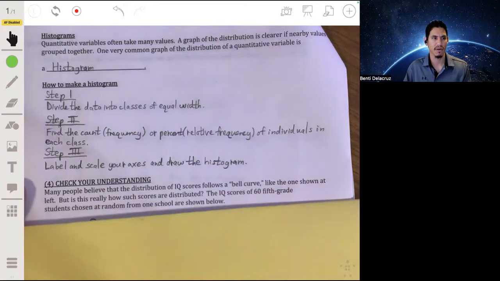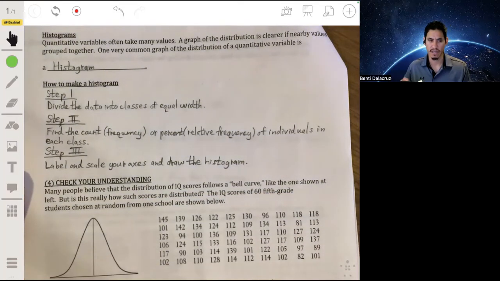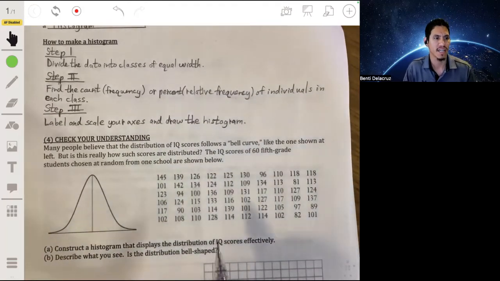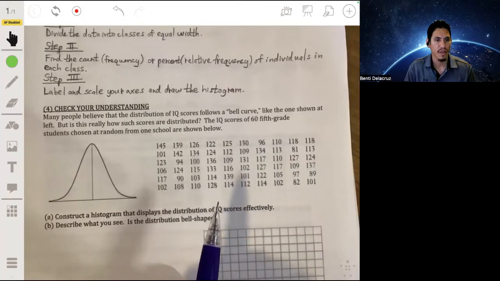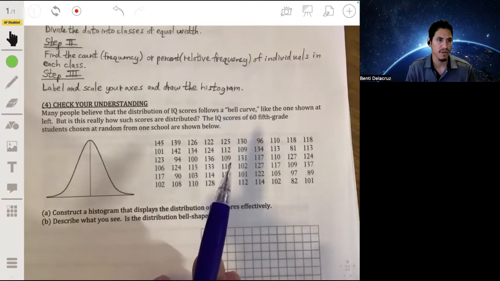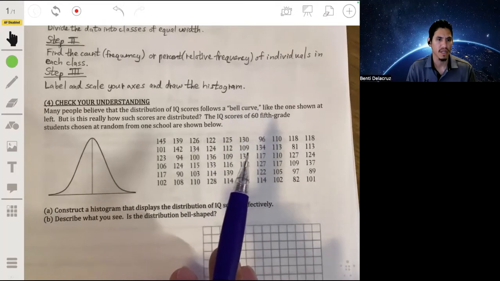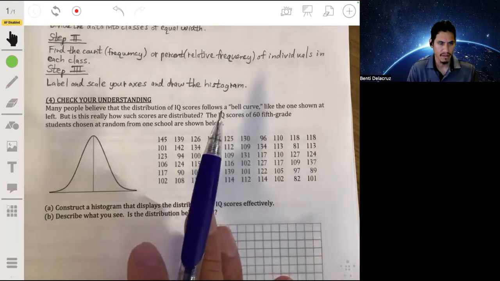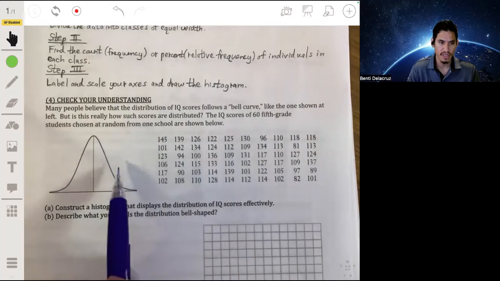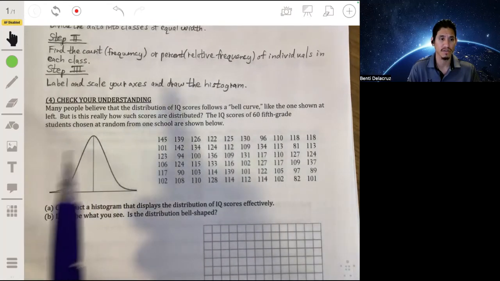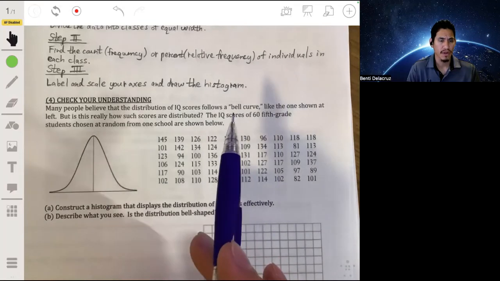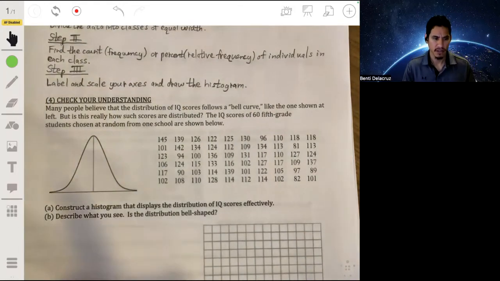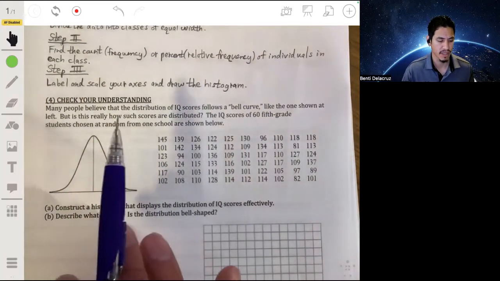Okay, so let's go through an example because that always makes this easier to understand. We're going to make a histogram for this set of data here. Here we have 60 values that show the distribution of IQ scores, and what's common is for people to think that IQ scores follow a bell-shaped curve like this. I'm not saying it's not true, I'm not saying it is true, but let's see what happens. So here are the IQ scores of 60 5th grade students, and we're going to make a histogram and then describe what the histogram is telling us.